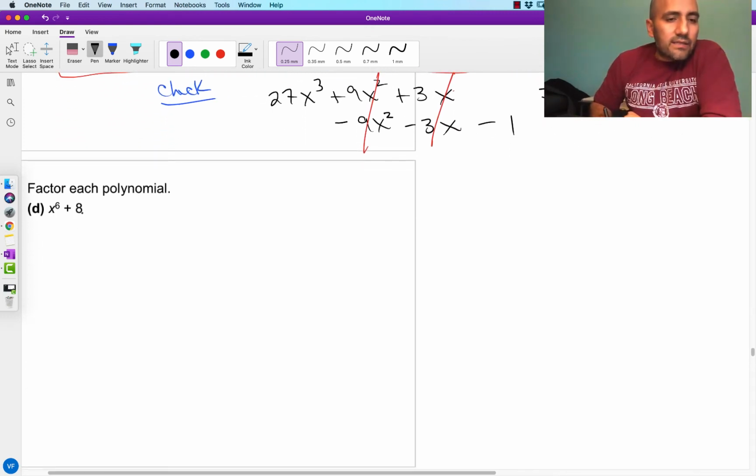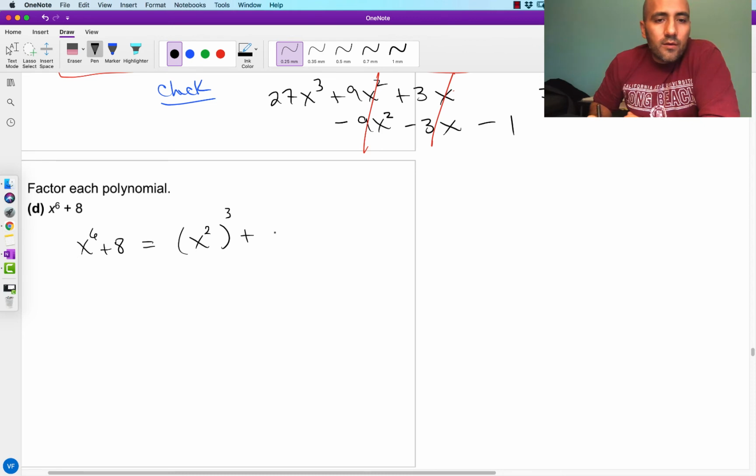Again, I can see that has something to do with powers of 3. I can rewrite this as the following. x to the 6th power plus 8 is equal to x to the 2nd power to the power of 3 plus 2 to the power of 3. So it has something to do with powers of 3.